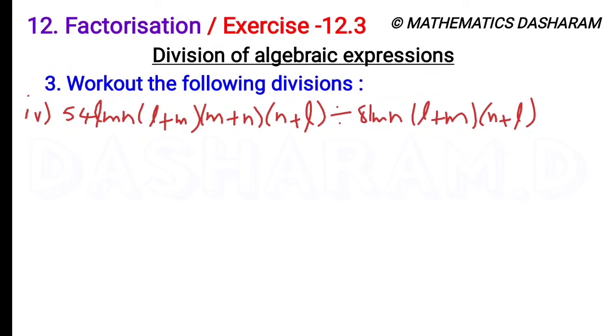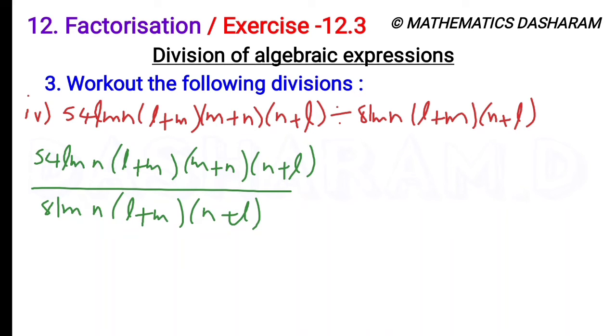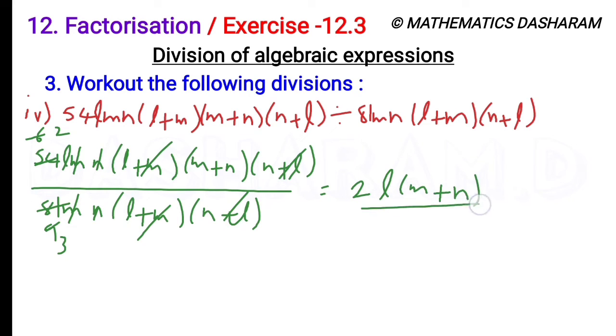Next, fourth question, 54lmn into l plus m into m plus n into n plus l divided by 81mn into l plus m into n plus l. So here 54, 81 both come in the 9 table, 9 sixes are 54, 9 nines are 81. Next 3 twos are 6, 3 threes are 9. Next mn, l plus m, n plus l cancel. Then the numerator is 2 into l into m plus n divided by the denominator 3. So 2l bracket of m plus n by 3.